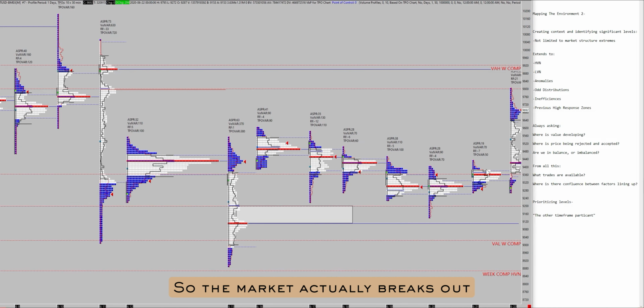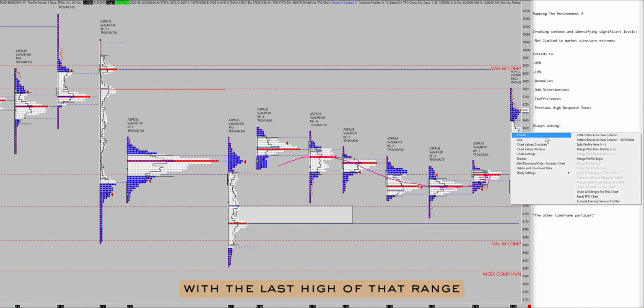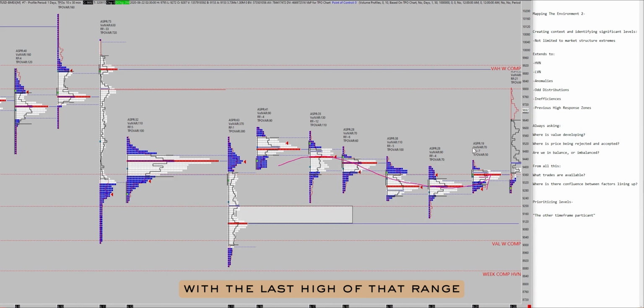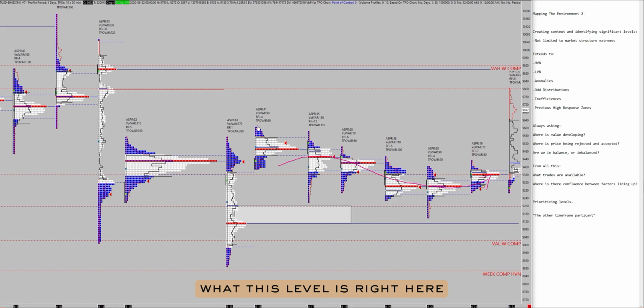So the market actually breaks out right after this last day. This is the sign that the market was shifting when this value area begins to turn. Okay, in this case, the market does interact with the last high of that range. So if we establish what this level is right here, that's that poor high.